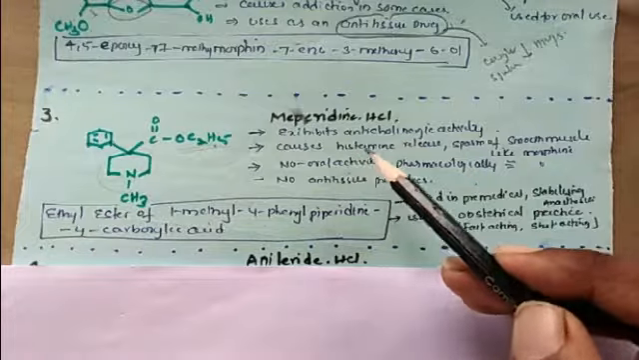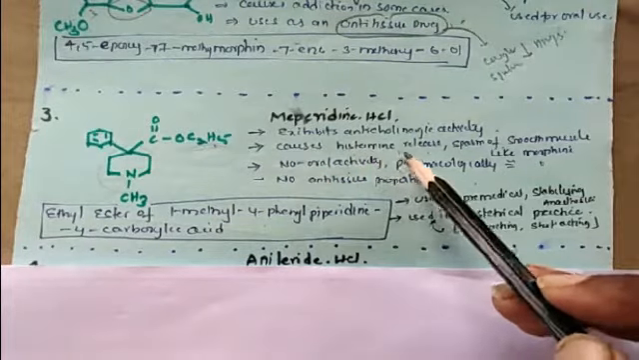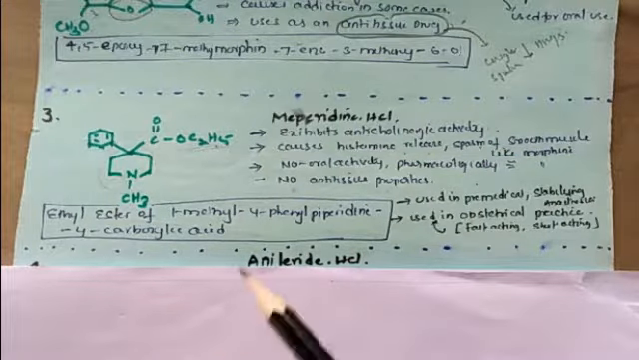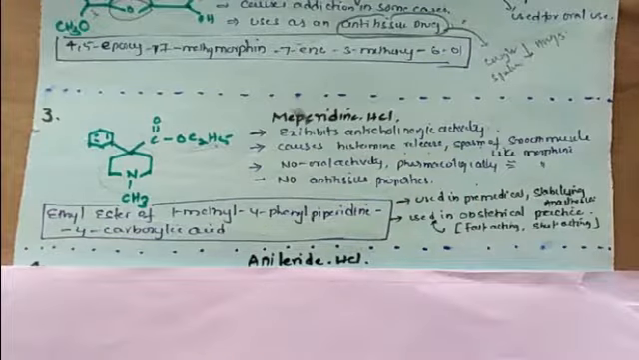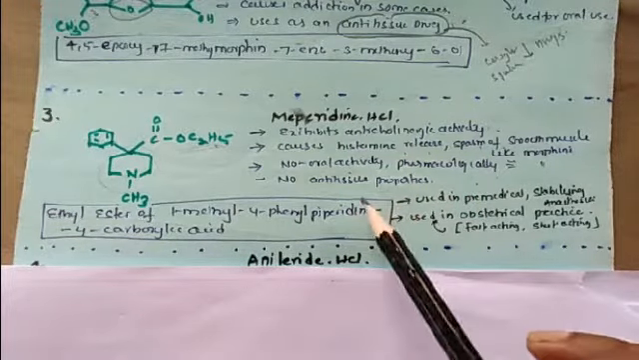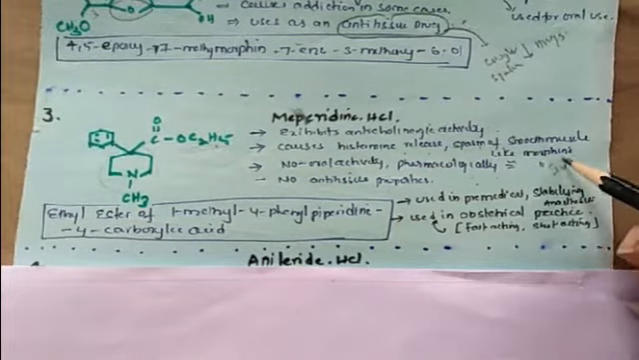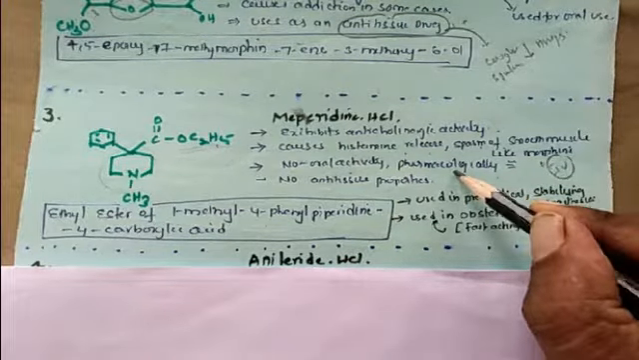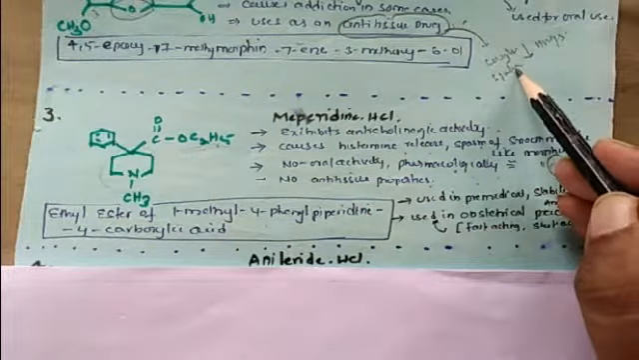It causes histamine release and spasms of smooth muscles like morphine. So coming to its side effects, it causes high histamine release as well as spasm of smooth muscles like morphine. No oral activity pharmacologically. Whenever you take it orally, it is inactive, so it must be taken through the IV route. And no antitussive properties, which means no cough relieving effect.